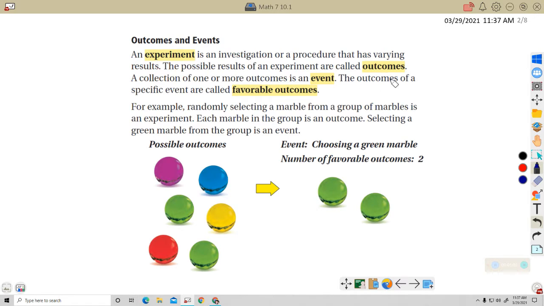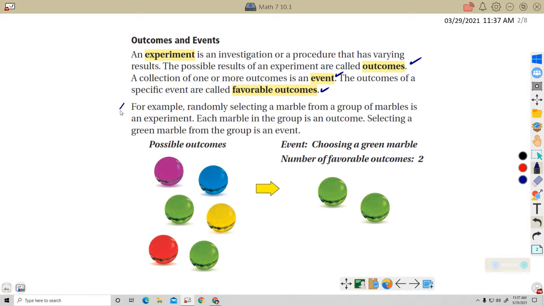The possible results of an experiment are called the outcomes. A collection of one or more outcomes is an event. And the outcomes of a specific event are called favorable outcomes. They're the ones that we're looking for, for lack of a better way of saying it.